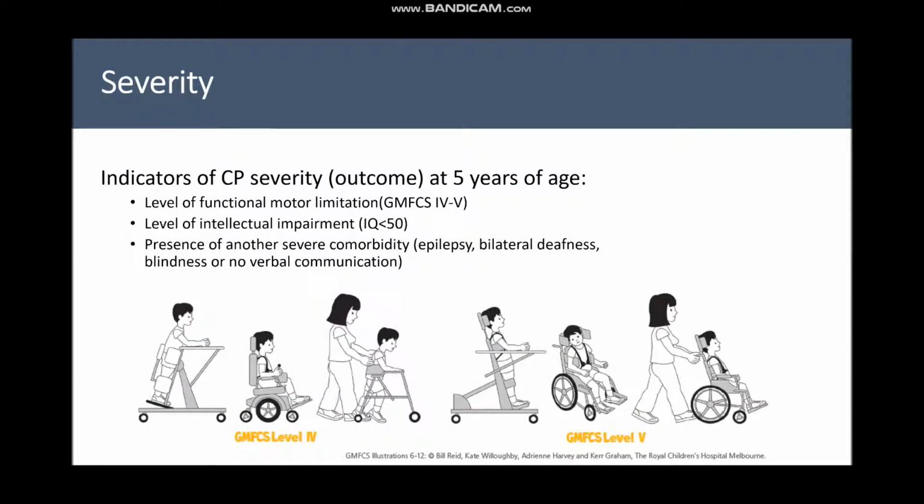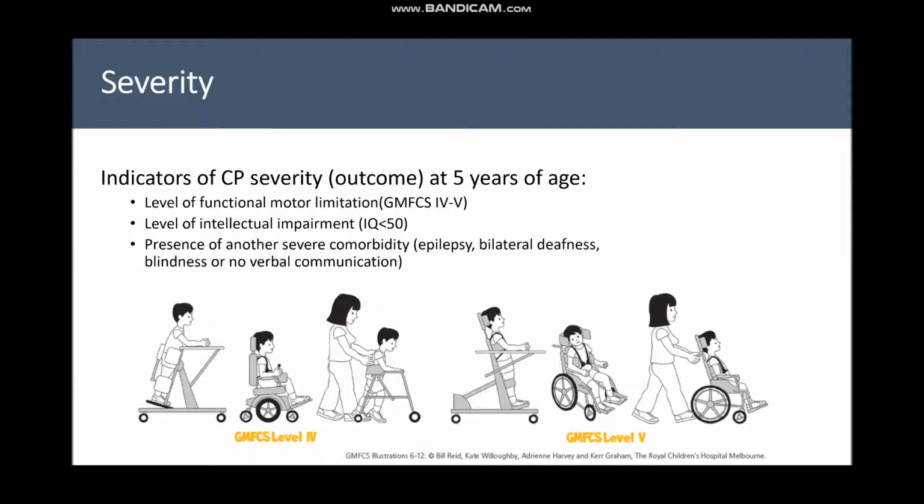Indicators of CP severity, which was our outcome at 5 years of age in this study, were level of functional motor limitation, defined as a GMFCS score of 4 to 5. In other words, the child was non-ambulant. Level of intellectual impairment, defined as an IQ less than 50. In other words, the child had at least a moderate intellectual disability, and the presence of another severe comorbidity, be that epilepsy, bilateral deafness, blindness, and/or non-verbal communication.